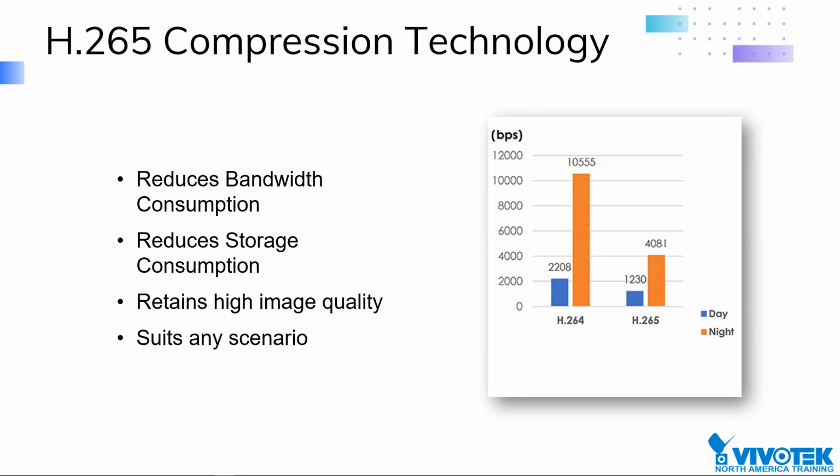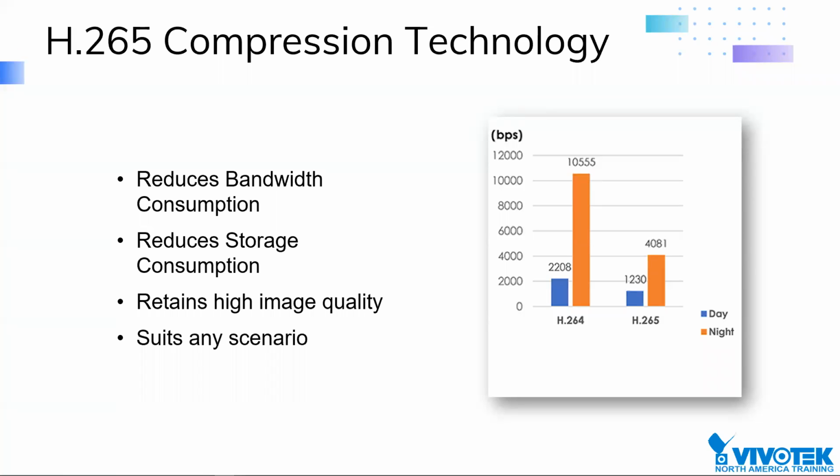With H.265, it's going to reduce the bandwidth consumption and your storage consumption by 30 to 50% and still retain a high image quality compared to H.264. It's suitable for any application and environment, whether it's indoors or outdoors.